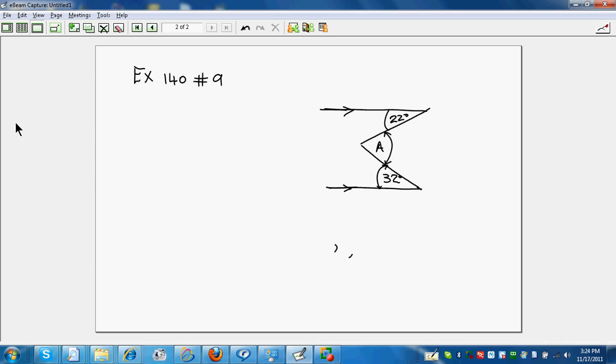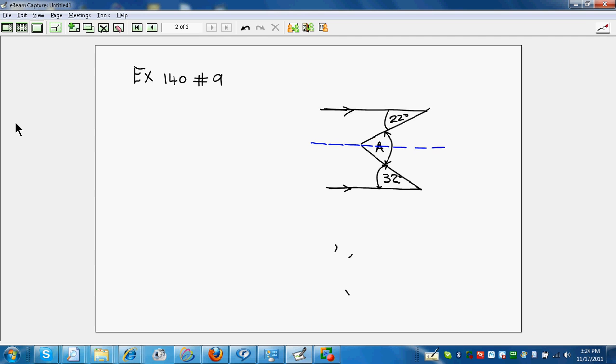Okay, so we're looking at exercise 140, number 9, and we are asked to find angle A. Now, what we tend to do here is to start to extend the lines to see if we could get anything that could help us, right, using the different properties. Because right now, nothing there will help us immediately. So one procedure we could do is to draw a line parallel to this top and bottom line going through this area here. Right, we can do that.